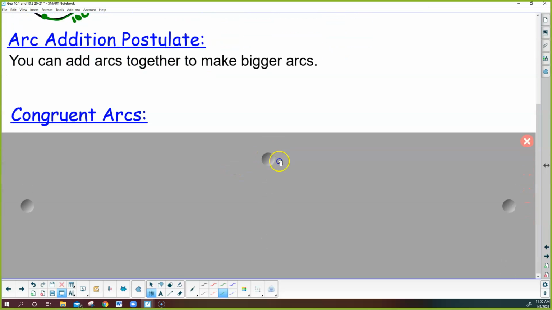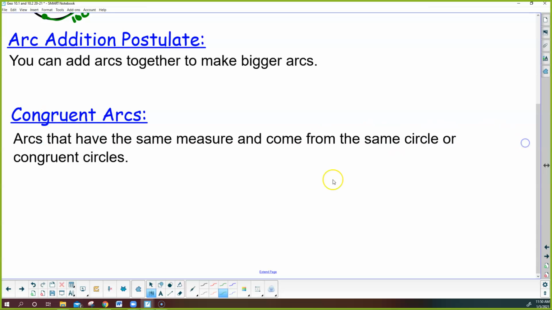Okay? And then the last one is congruent arcs. If arcs are congruent, that means they have the same measure. However, we have to be really careful when we say that. Now, I'll say this, we're not going to do a lot with congruent arcs, but I just want to paint the picture for you. So arcs that have the same measure are congruent, but they have to come from the same circle or congruent circles. So let me just show you a quick visual of this.